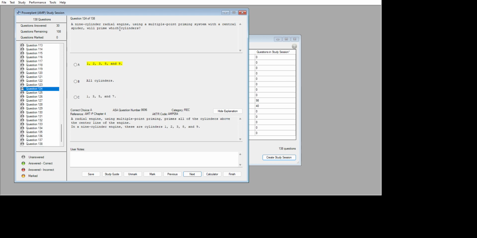A 9-cylinder radial engine uses a multiple point priming system with a central spider. It will prime cylinders 1, 2, 3, 8, and 9.